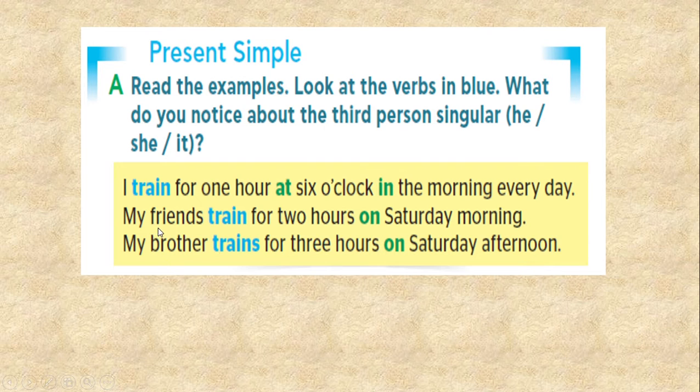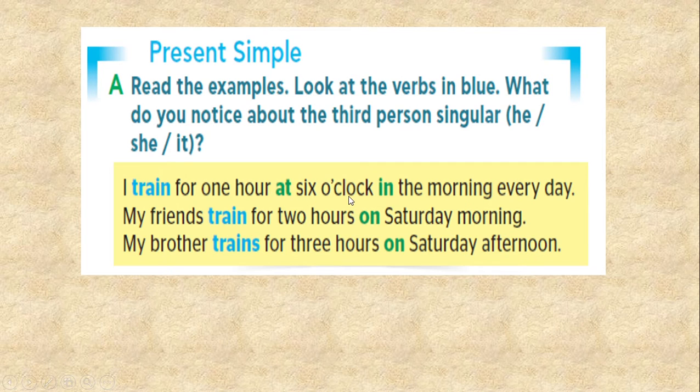Excellent, dears. So, when you express present simple in a sentence and you are talking about I or any plural subject, just put the verb without any addition. I train, my friends train. But when you are talking about only one person or one thing, a singular subject, just add to the verb the letter S at the end. Get it?